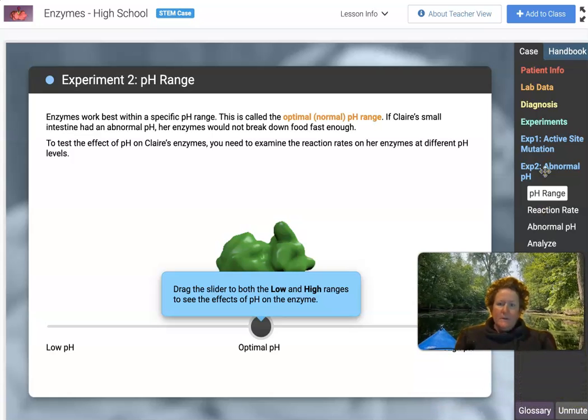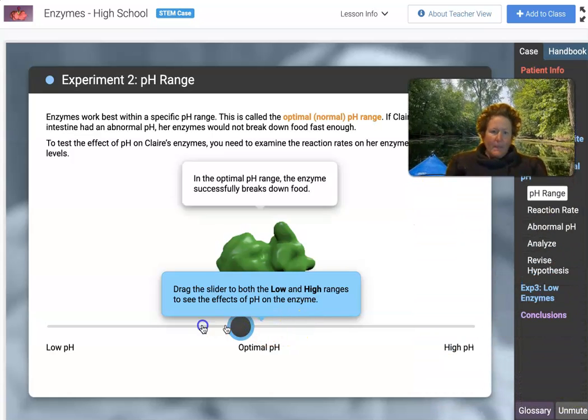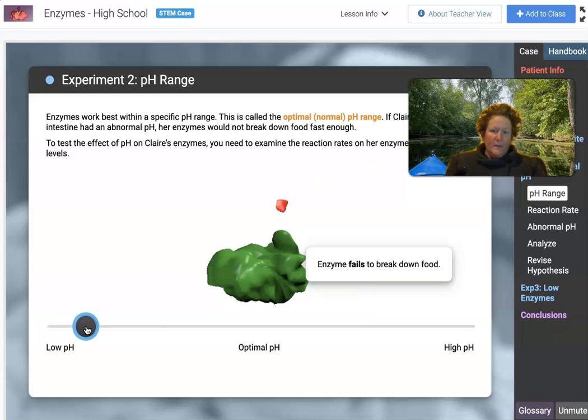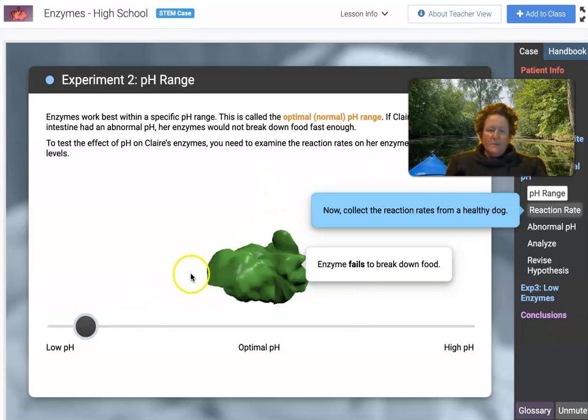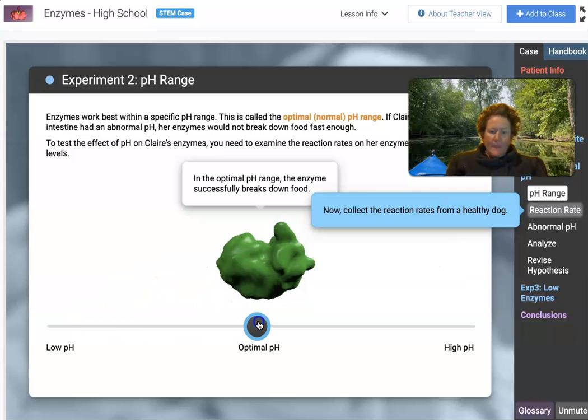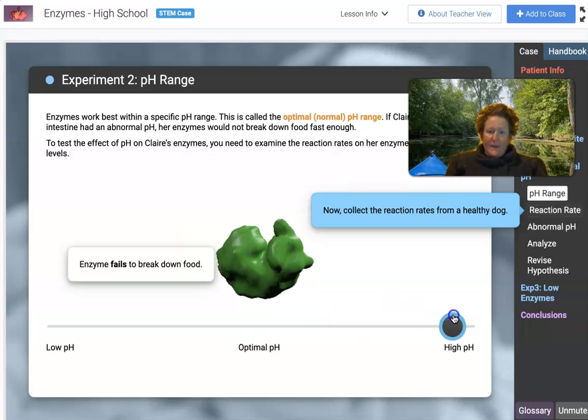At low pH, the enzyme is the wrong shape and the substrate doesn't fit, so it doesn't work. At optimal pH, the substrate fits and it gets broken down by the enzyme because the enzyme is the correct shape. At high pH, again, the enzyme changes shape, the active site isn't the right shape anymore, and the substrate doesn't fit. So that's why pH is very important for enzymes, because if they're not at the right pH, they change their shape and then the substrates don't fit.